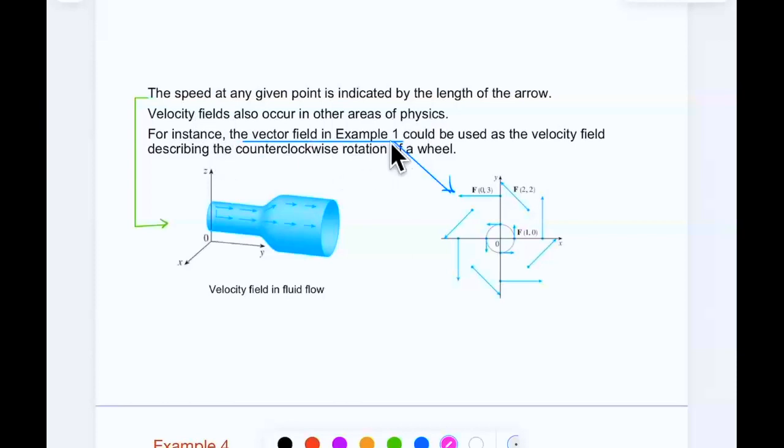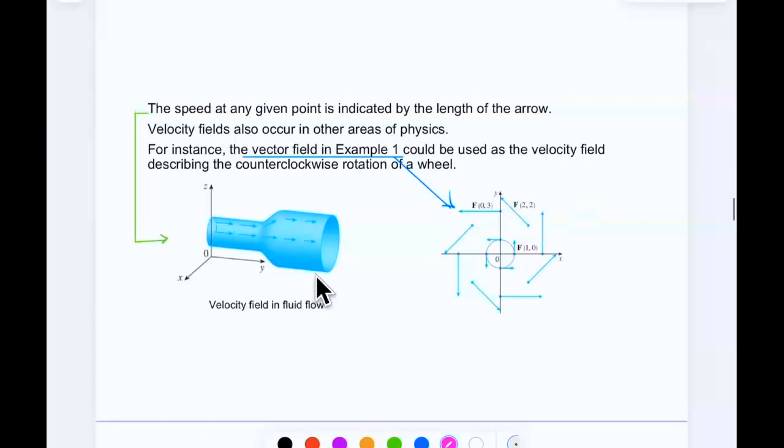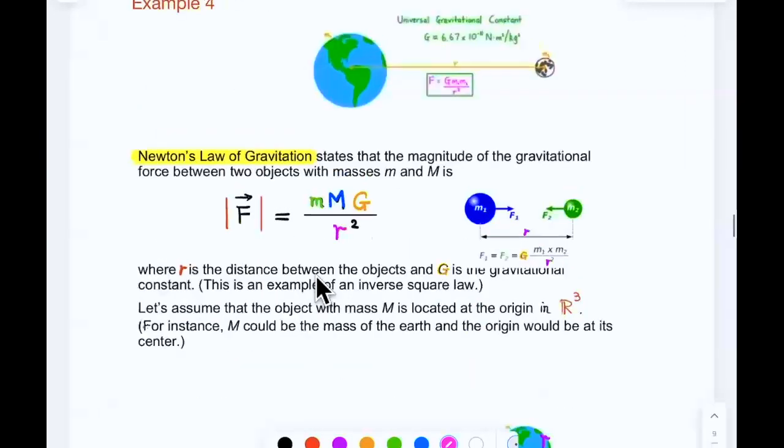So remember in example 1, we have this velocity field like this, right? And this is another one, okay? So these two are velocity fields. This one here can be used as a velocity field also, describing the counterclockwise rotation of a wheel. So when you rotate the wheel counterclockwise, then this one here can describe the velocity field. Okay, there's some physics here today.